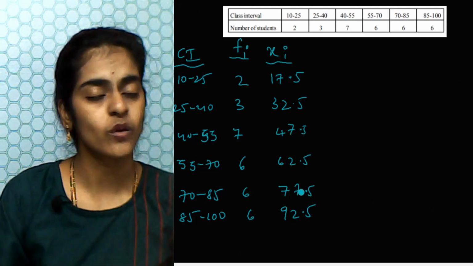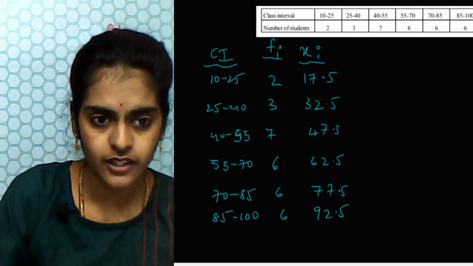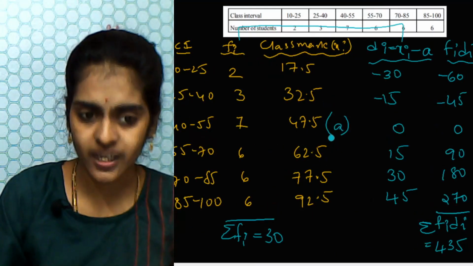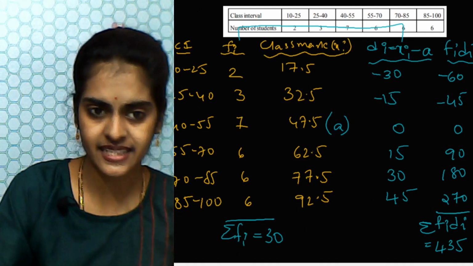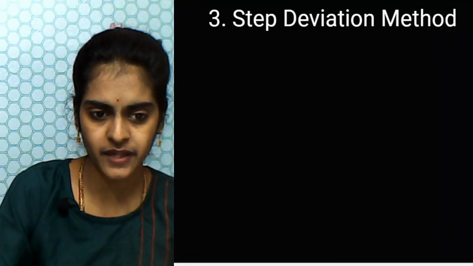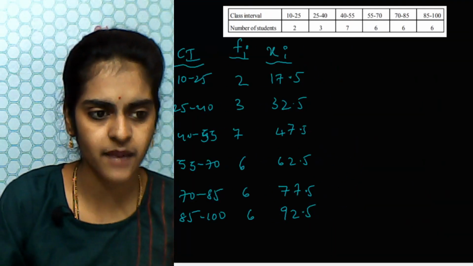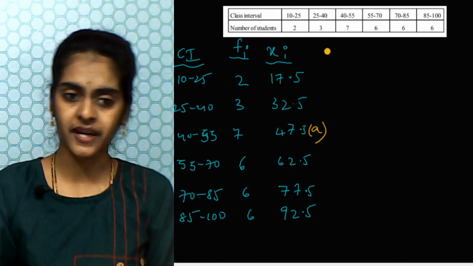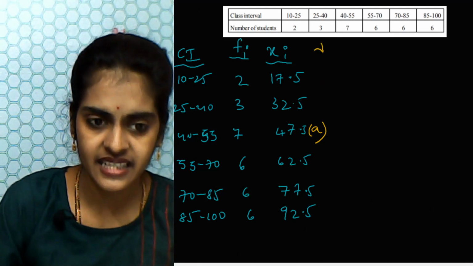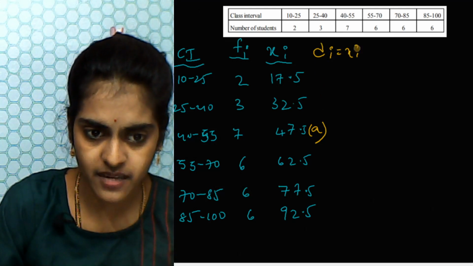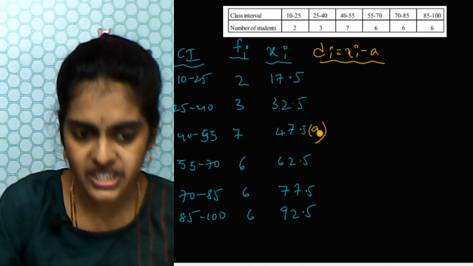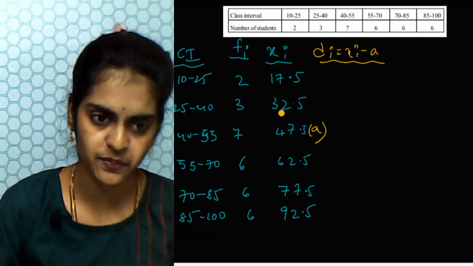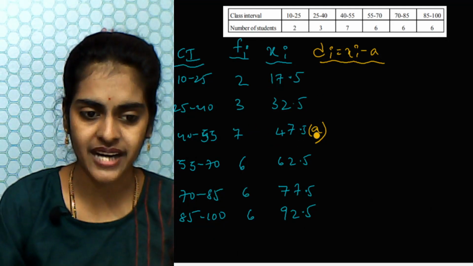After calculating xi, what is the next step? After calculating xi, you will take one value as the assumed mean, isn't it? So let us take one value as the assumed mean. Yes, I am taking this value as the assumed mean. So after taking it as the assumed mean, you will calculate the deviation. Deviation is nothing but xi minus a. Okay, how much is it deviated from a? The difference between class mark and a. Okay, assumed mean. So 17.5 minus 47.5.